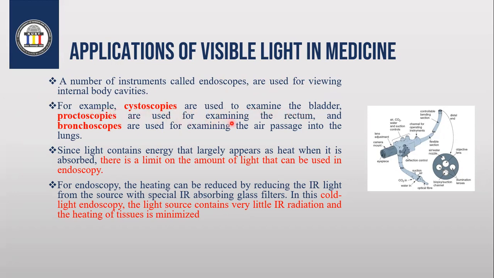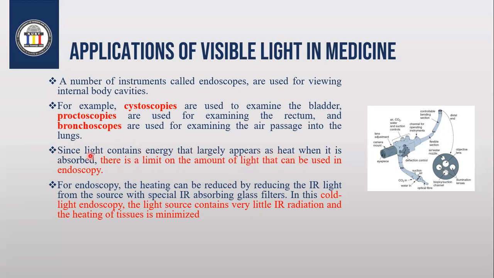We have the proctoscope used for examining the rectum, and the bronchoscope we use for examining the air passage into the lungs. As we said before, the light is coming with the IR, so there is heat coming with it. Because the light contains energy, it will appear as heat when it is observed.